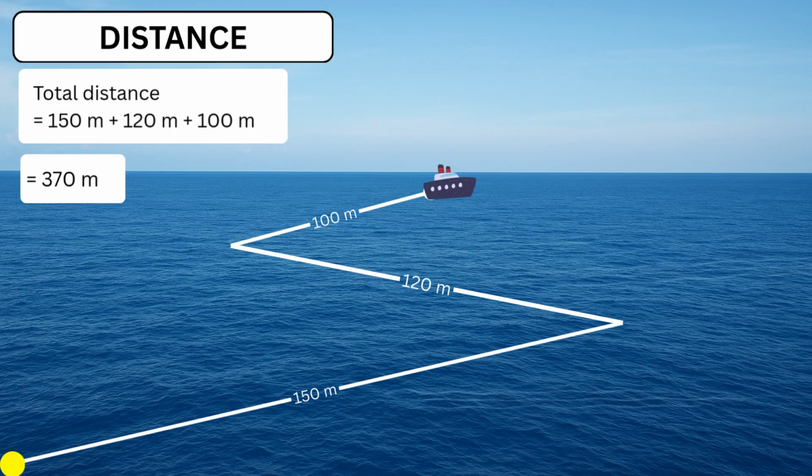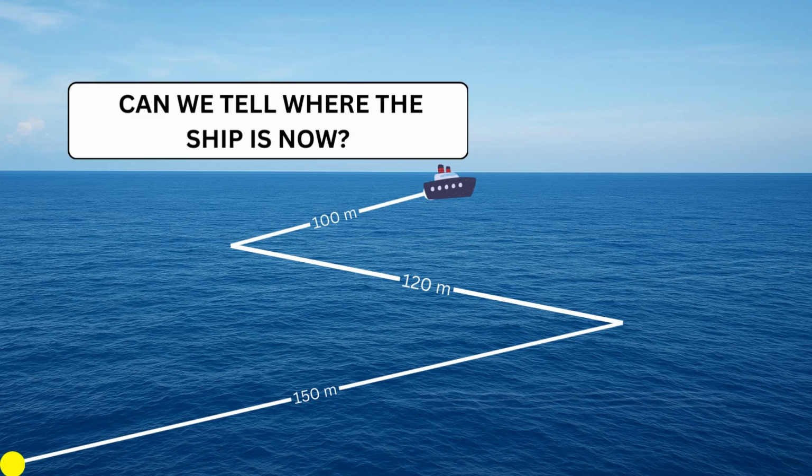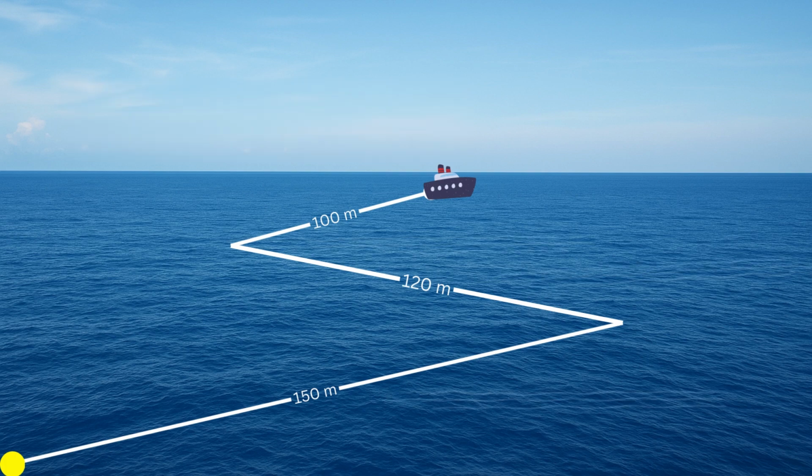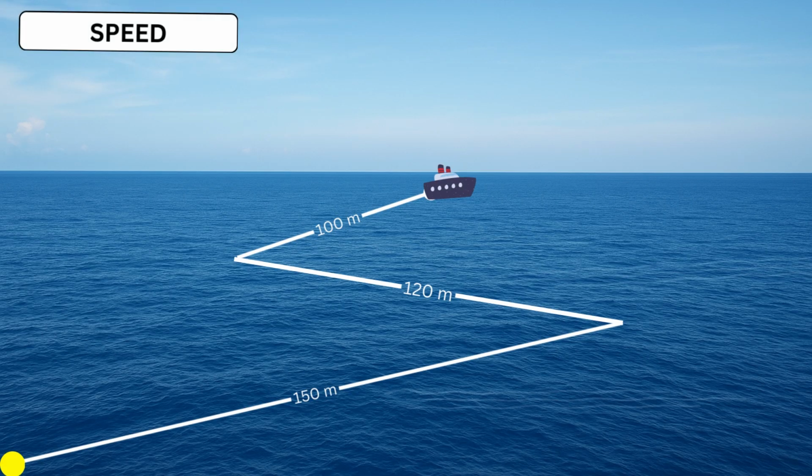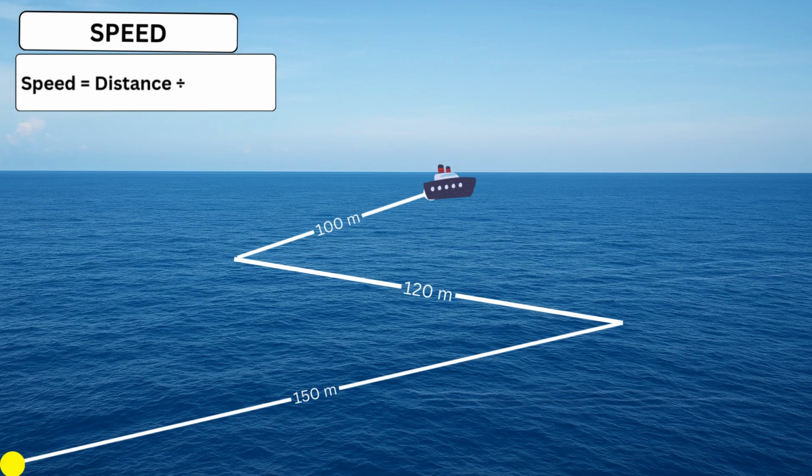Now, here's a question. If the ship has traveled 370 meters, can we tell where the ship is right now? Not really, because distance only tells us how much path the ship has covered, not where it is from the starting point. From distance, we can calculate speed, which tells us how fast an object moves, but not in which direction. The formula for speed is speed equals distance divided by time.